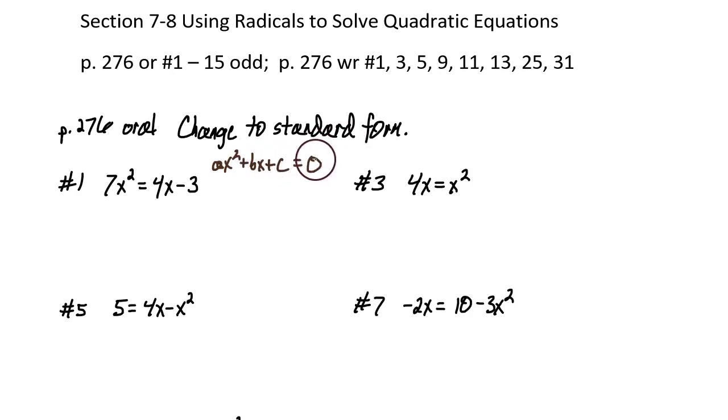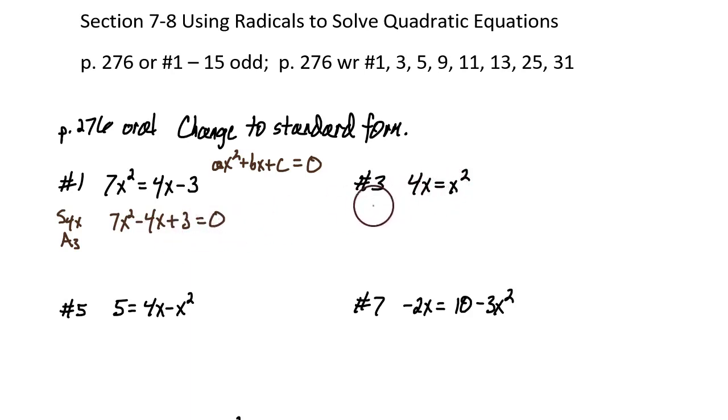The right side must be 0. It'd be nice if a, b, and c were integers, and we want a to be a positive number. So for question number 1, we need to subtract the 4x and add the 3. And now we have standard form.